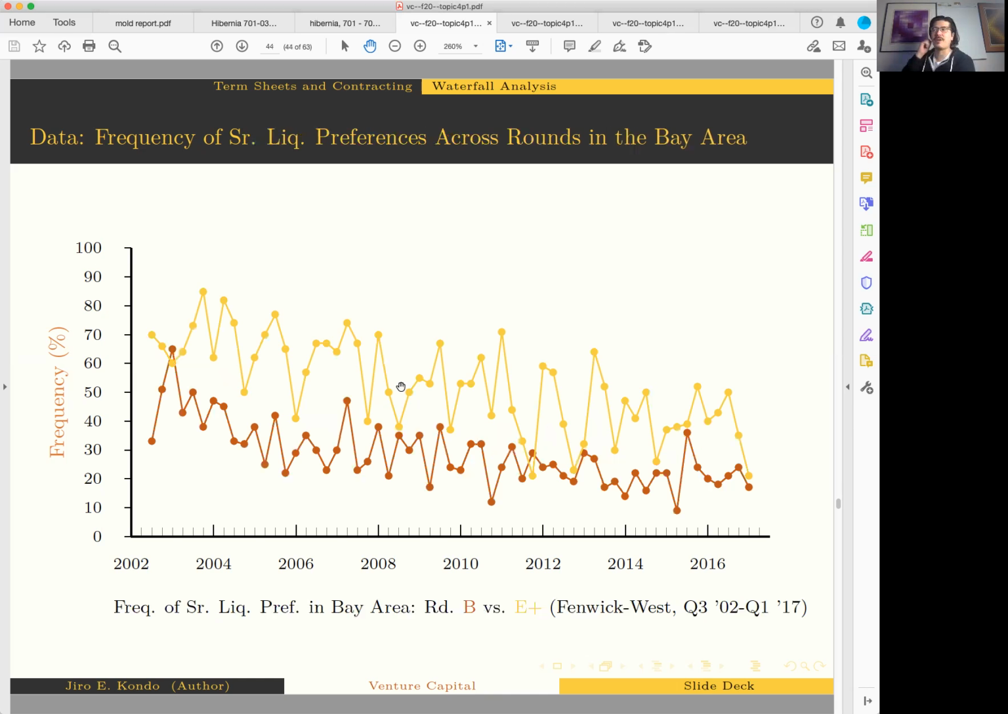I'll show you another thing. This is the same diagram, but yellow is Series E and beyond, and this copper-ish color is Series B. Notice seniority is more often in the later rounds than in the earlier rounds. So that's another pattern that is viewed as being true. And you can see it's literally true almost every single quarter. There are very few quarters where copper is above yellow.